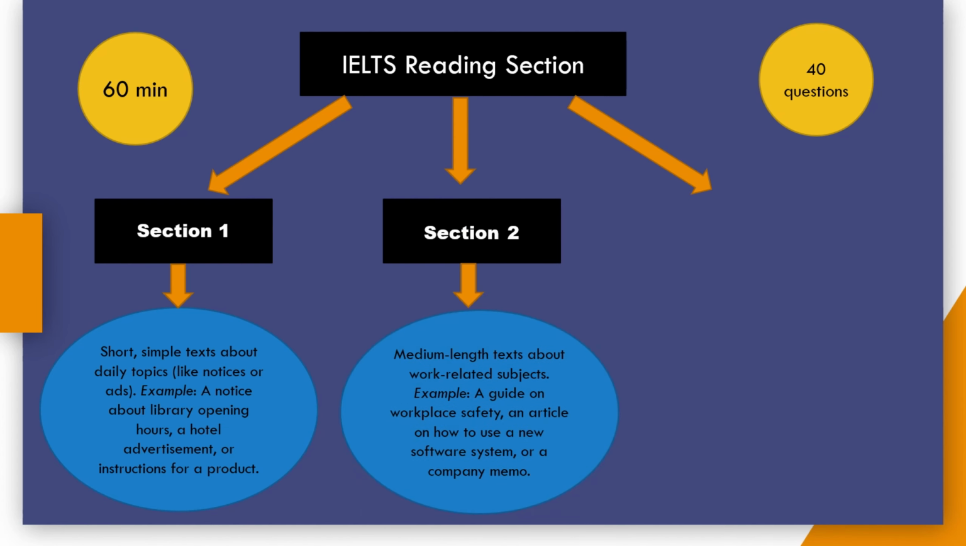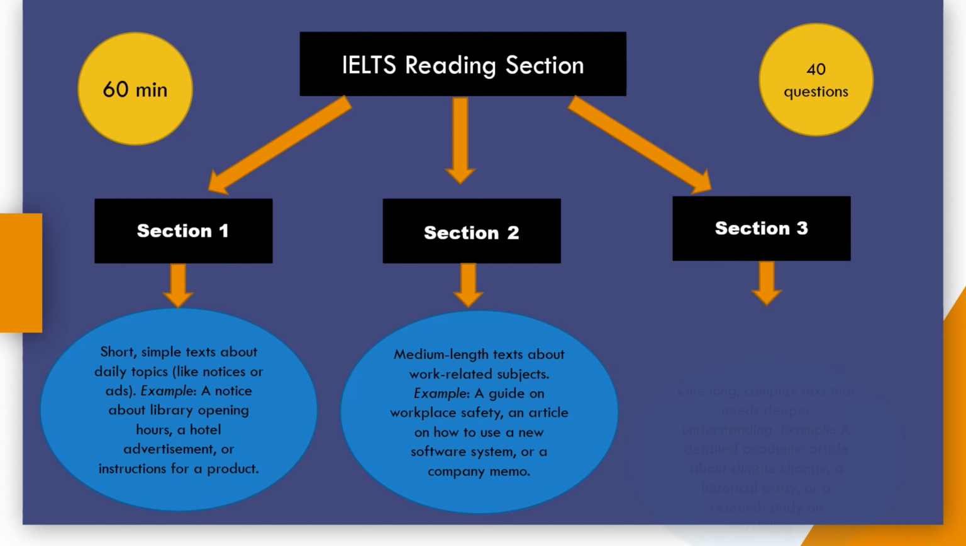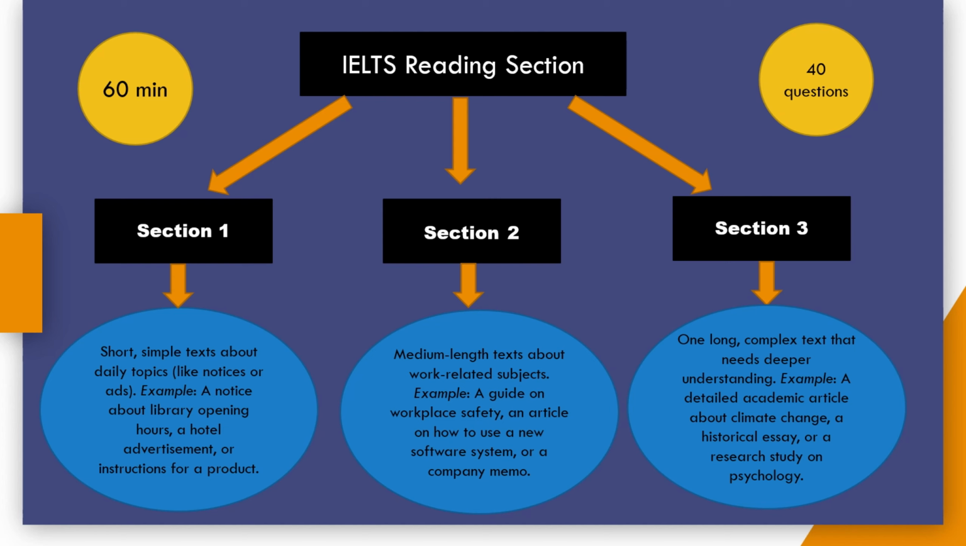In section 2, you will have medium-length texts about work-related subjects. For example, a guide on workplace safety, an article on how to use a new software system, or a company memo. In section 3, you will have long, complex texts that need deeper understanding. For example, it can be a detailed academic article about climate change, a historical essay, or a research study on psychology. Now let's look at the question types.